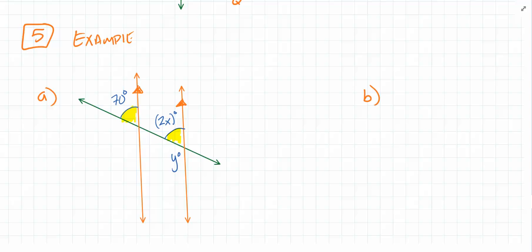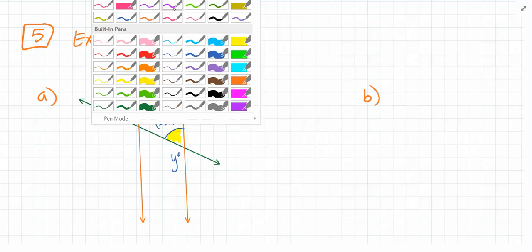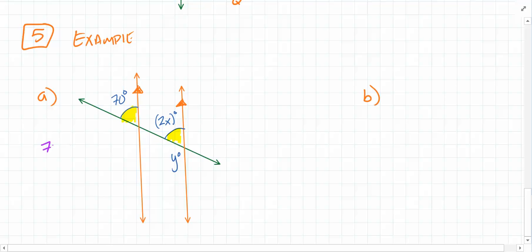You guys agree with that? They are above the transversal and on the left-hand side of each line. So both top left, so these are corresponding. What do we know about corresponding angles? They are congruent. So therefore, it must be true that 70 equals 2x. Very good. If I divide by 2 and divide by 2, x has to be 35 degrees. You guys agree with that?